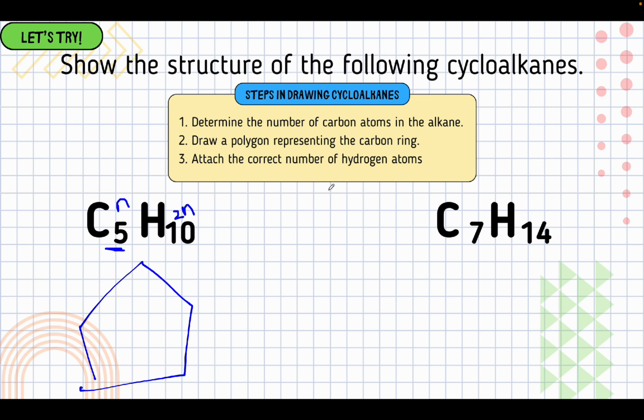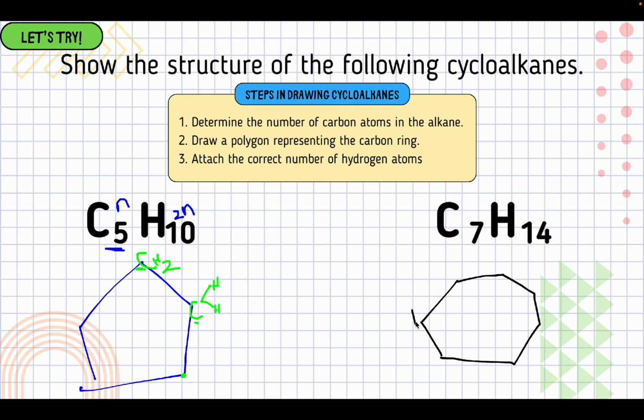Now, usually or most of the time, we don't show the number of hydrogen atoms in a cycloalkane. But just to show you, these are the hydrogen atoms. Again, this carbon is bonded to this carbon. This carbon is bonded to this carbon, so you have 2 bonds. So you can only have 2 hydrogen atoms, so we write CH2. Okay. Next, here you have 7 carbon atoms and 14 hydrogen atoms. The polygon is a heptagon, right? So we draw a heptagon.